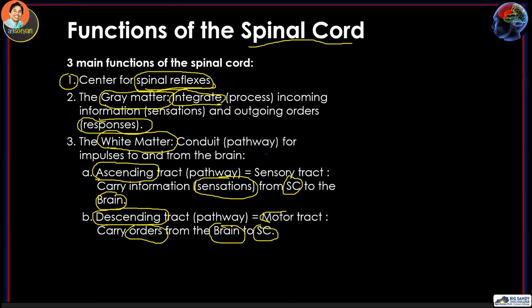Okay, so the ascending track carries sensory information from the spinal cord to the brain. The descending track carries orders from the brain to the spinal cord. Based on this function, the ascending track is also known as the sensory track because it carries sensation. The descending track is also called the motor track because it carries orders for action.